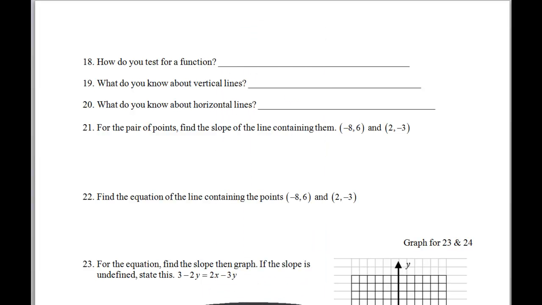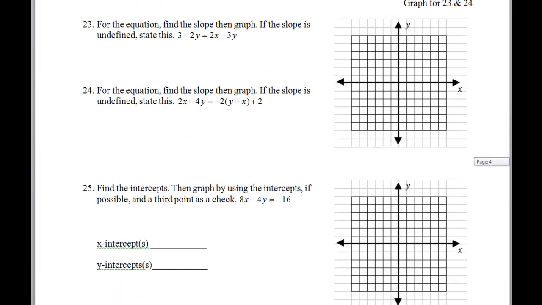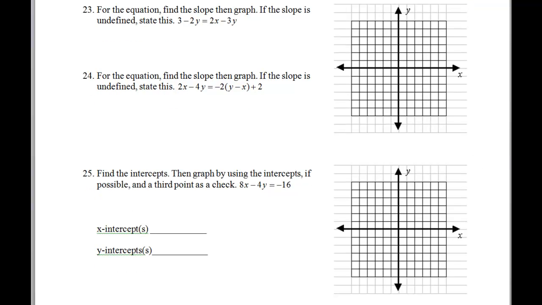Alright, let's get moving on to problems 23, 24, and 25. Alright, let's scroll down here. That'll all fit on the screen barely. Okay, so it says, for this equation, find the slope, then graph it. If the slope is undefined, state this. That little statement, if the slope is undefined, means if it's a vertical line. Horizontal lines have a slope of 0. Vertical lines have undefined slope.